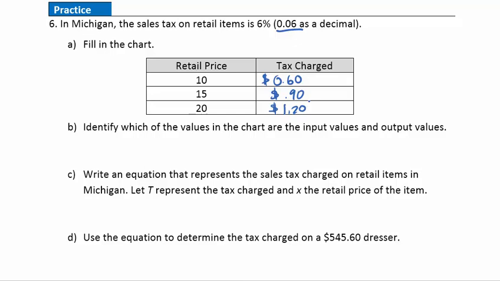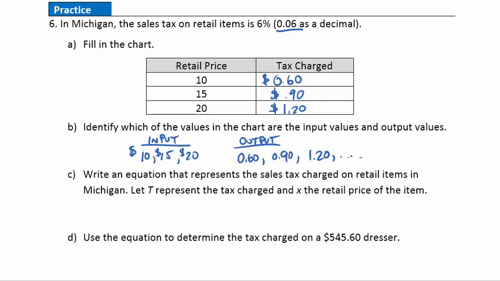So identify which of the values in the chart are input values and which ones are output values. Well, my input values are the cost of the retail items. So that's $10, $15, and $20. Let's put some dollar signs on there. The output is the tax that we're going to get charged. So that's going to be 60 cents, 90 cents, and $1.20. And that pattern would continue as we raised the price of these input values that we're plugging into this equation. All right.